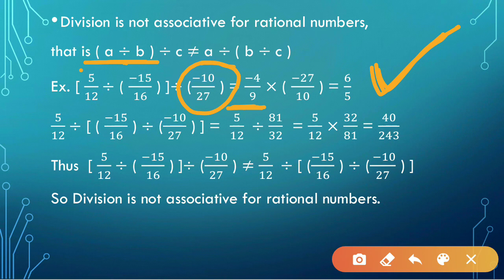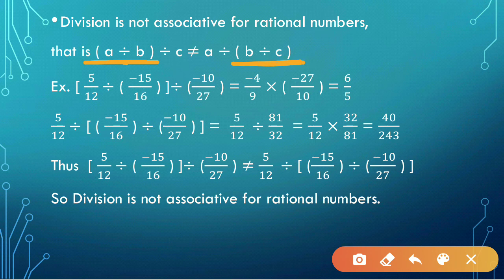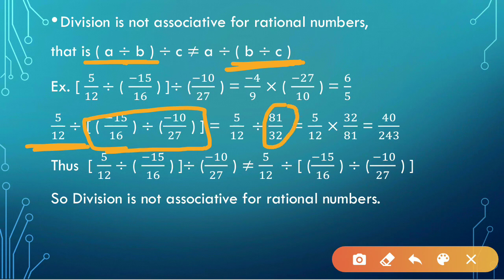First you solve the bracket, and whatever result you have, divide it by C. Then you will get 6 by 5. So this is the value for the left hand side. Now move towards the right hand side. First B divide C. First solve the bracket, so A will be as it is. When you solve this bracket, you will get this value. And after that, when you divide 5 by 12 by this, you will get 40 by 243.